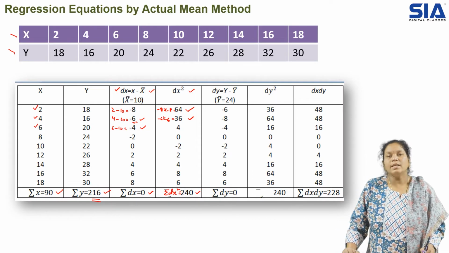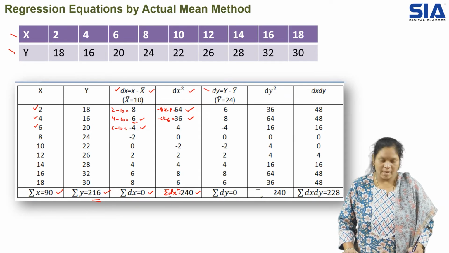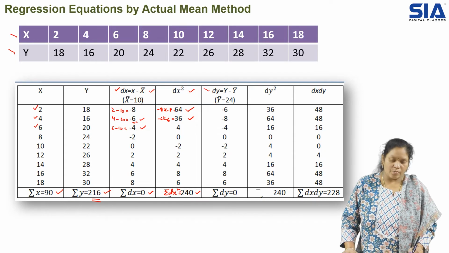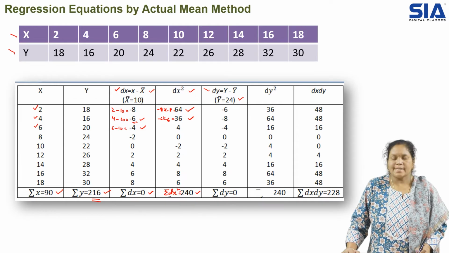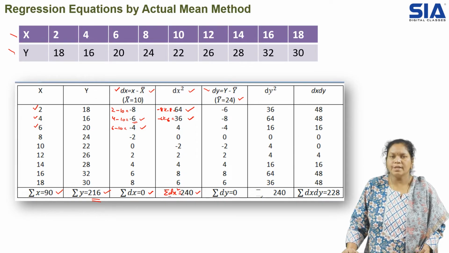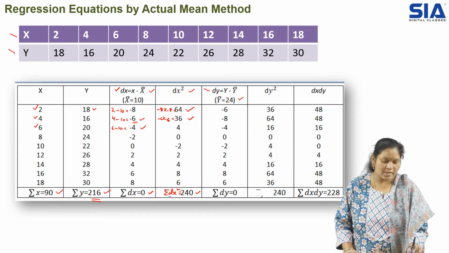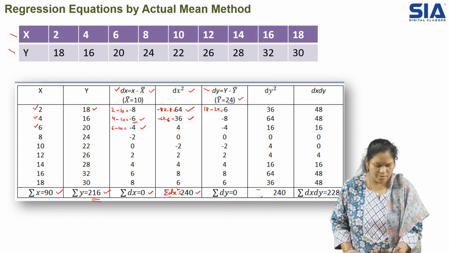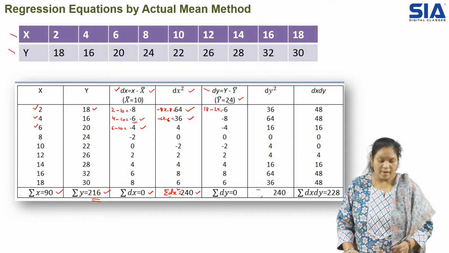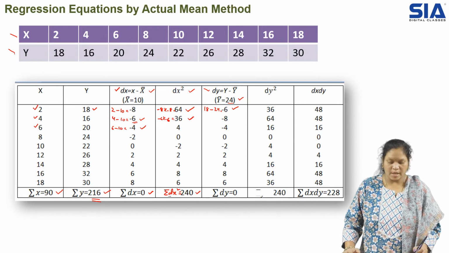Now let us go for obtaining dy values. How to do dy? The dy formula is y minus y bar. Y bar we have just done, right? So y bar value is 24. Take each and every value of y, subtract y bar from it, and get the answers for dy. Let us check some of the values. The first value in the y column is 18. So 18 minus y bar, which is 24, gives the answer minus 6. Since the biggest value is 24, when you subtract, the sign of the bigger value we need to consider. So that is minus 6.